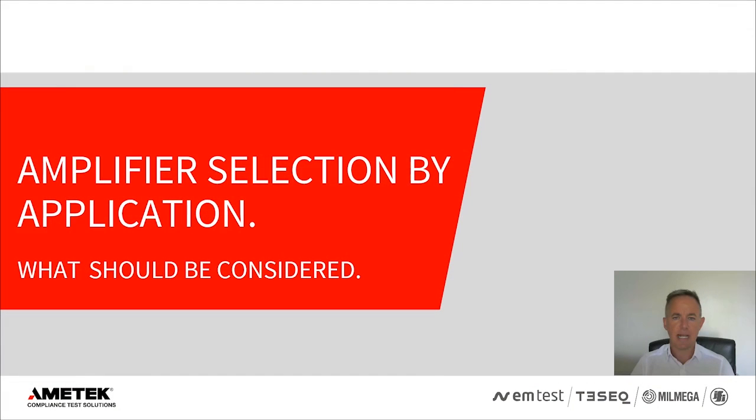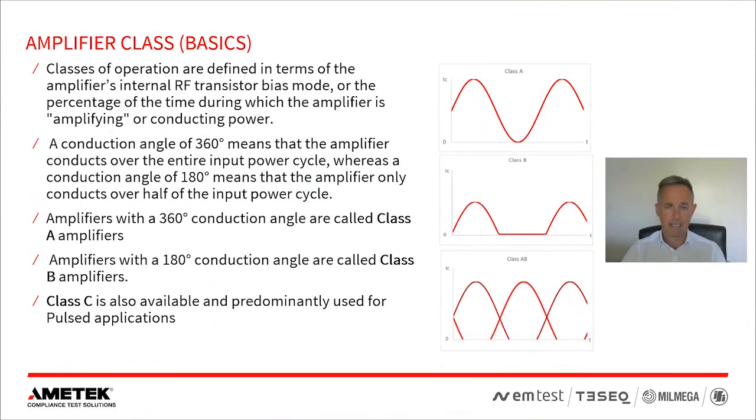Amplifier selection by application. What should be considered? Classes of operation are defined in terms of the amplifier's internal transistor bias mode, or the percentage of time during which the amplifier is amplifying or conducting power. A conduction angle of 360 degrees means that the amplifier conducts over the entire input power cycle, whereas a conduction angle of 180 degrees means the amplifier only conducts over half of the input cycle.